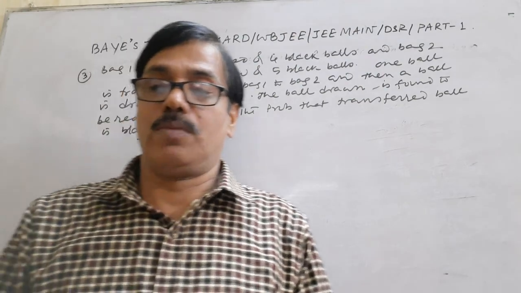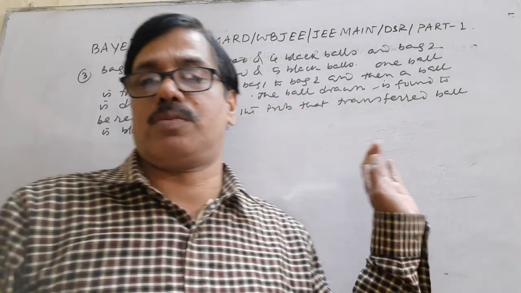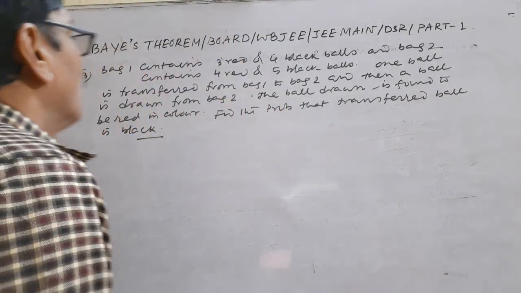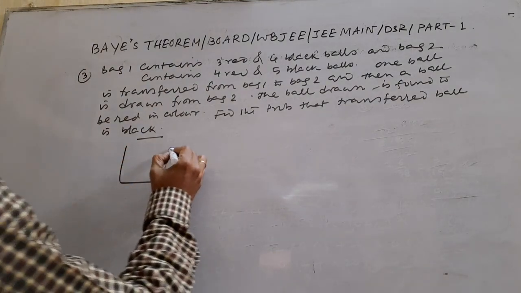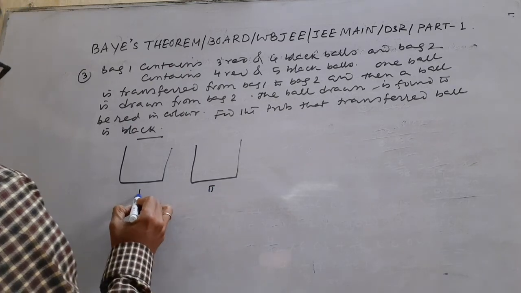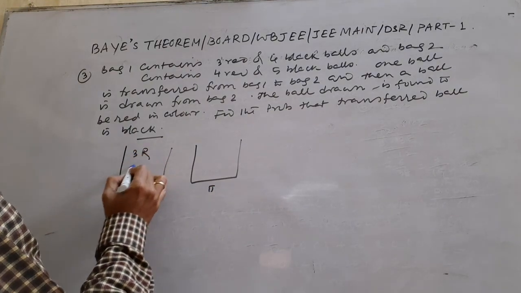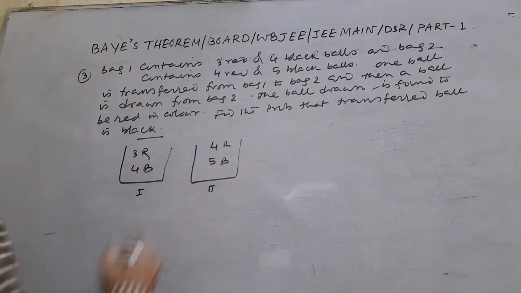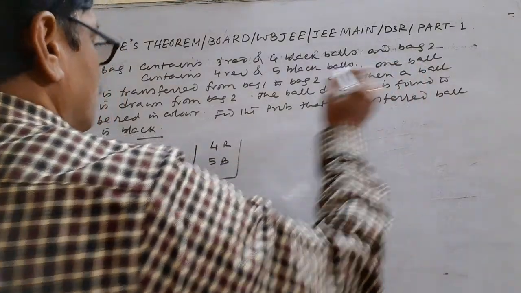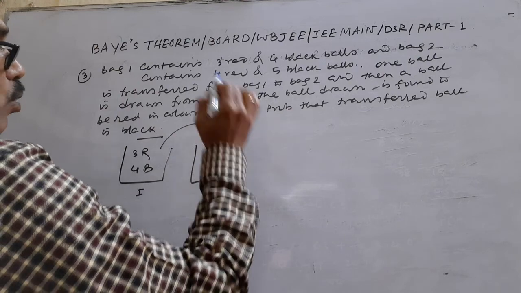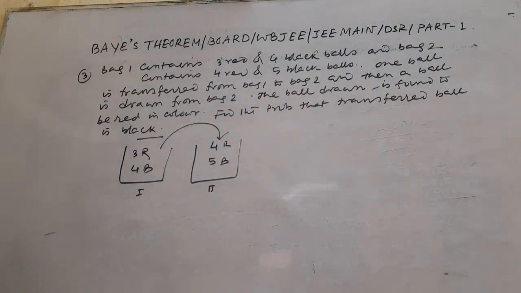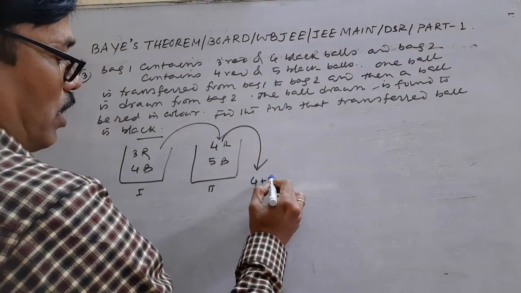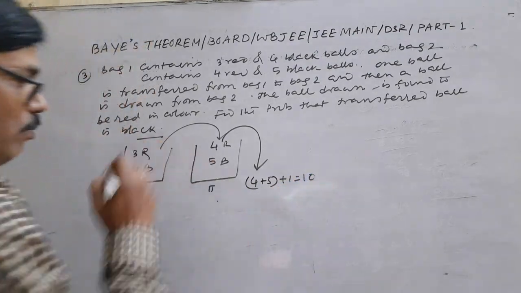Now I consider one more problem. We have already considered this problem in the theorem of total probability. Now look, there are two bags, bag 1 and bag 2. Bag 1 has 3 red, 4 black, and bag 2 has 4 red, 5 black. Now look at the language. One ball is transferred, bag is not selected. One ball is transferred from bag 1 to bag 2. Then a ball is drawn from bag 2. So 4 plus 5 plus 1, how many balls? 10 balls.